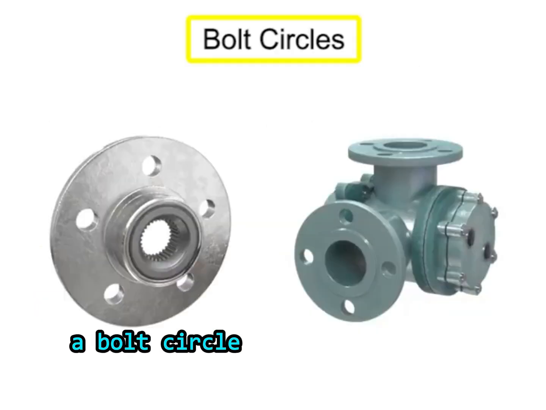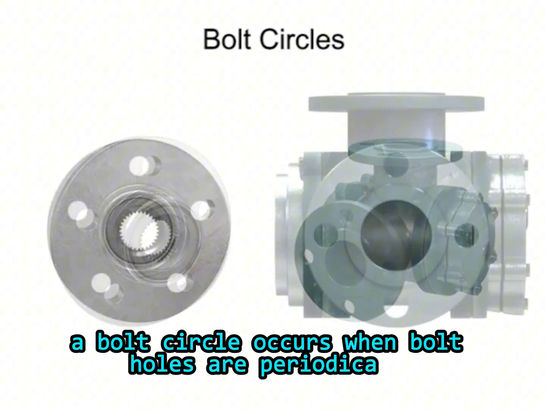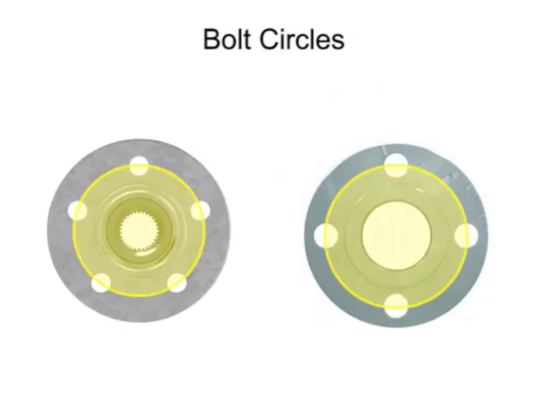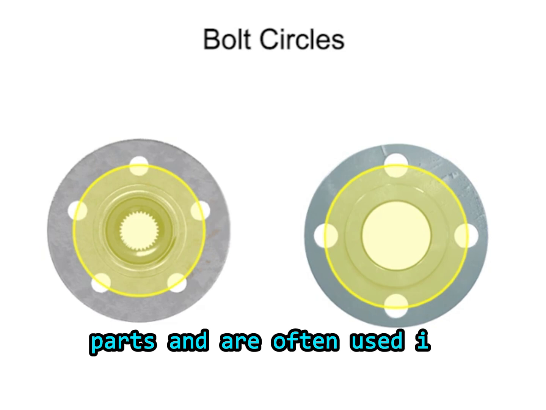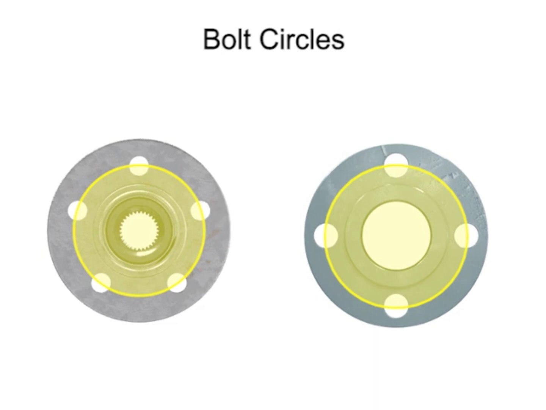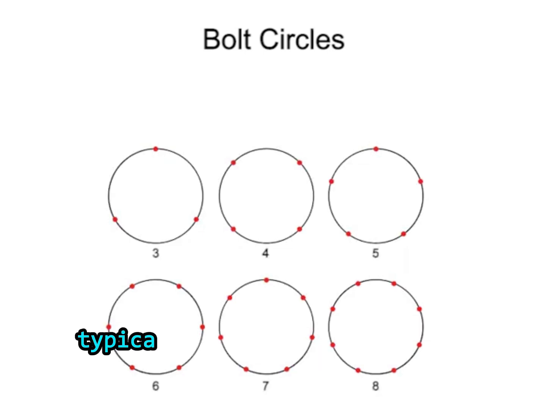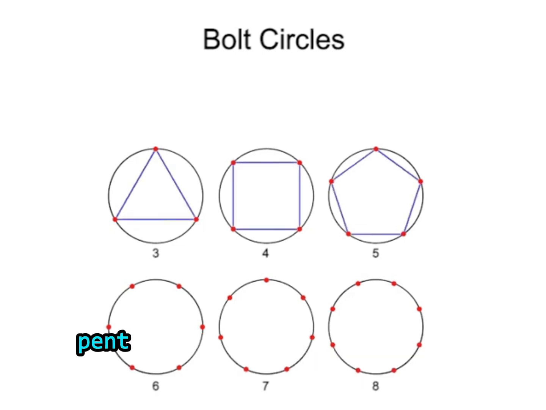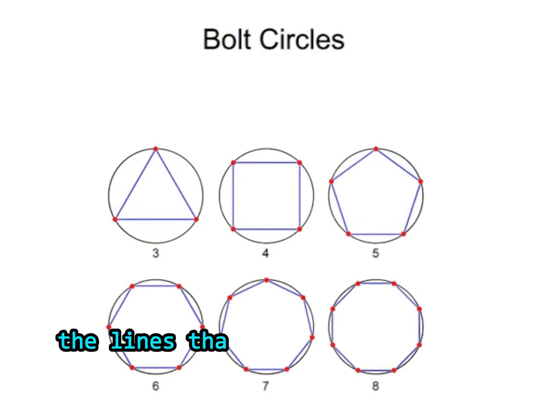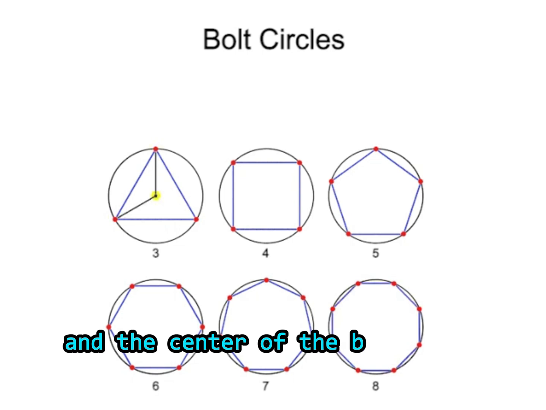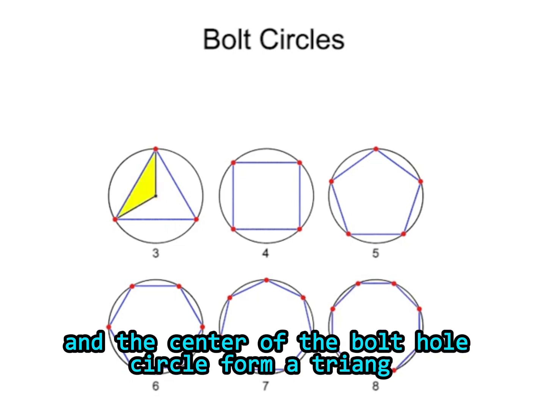A bolt circle occurs when bolt holes are periodically spaced in a circular pattern. Bolts arranged in this pattern offer the most stability and strength for machined parts and are often used in flanges and wheels. Bolt circle patterns typically have 3 to 8 bolts equally spaced along the circumference of a circle, forming a triangle, square, pentagon, or other equilateral polygon. The lines that connect 2 of the holes and the center of the bolt hole circle form a triangle.